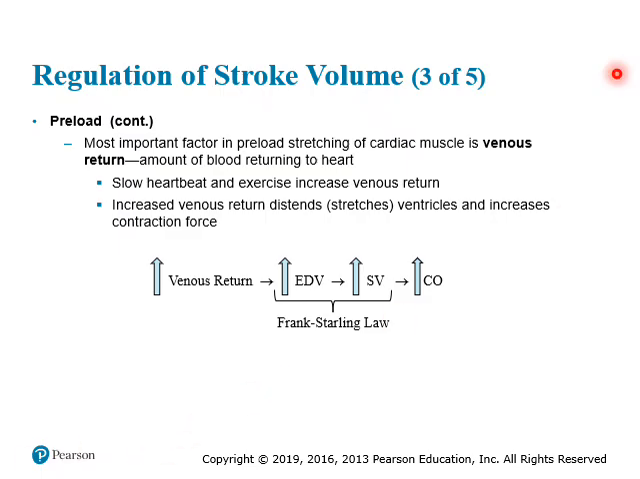Most important, again, the Frank-Starling law of the heart describes how the heart's stroke volume, the amount of blood that's pumped out of the heart, increases in response to an increase in volume of blood filling the heart, which is called the preload. Essentially, the more the heart muscle is stretched by incoming blood, the more forcefully it will contract, leading to a greater stroke volume. So an increase in venous return distends and stretches the ventricles and increases the contraction force. That's your Frank-Starling law.